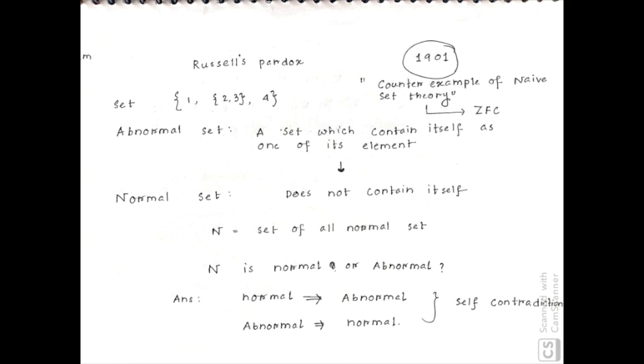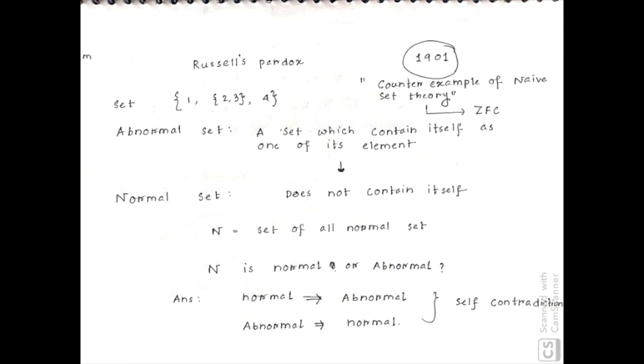So the main question now is: is N normal or abnormal? It should be one or the other. That means evidently one or the other, it cannot be both.